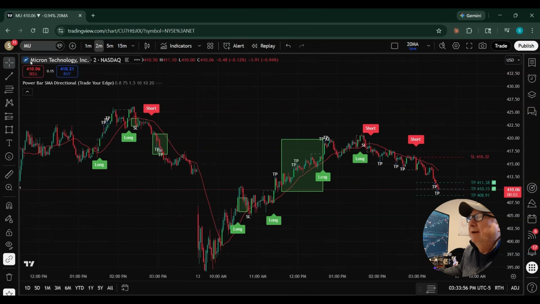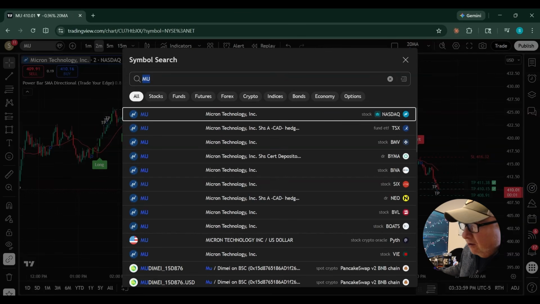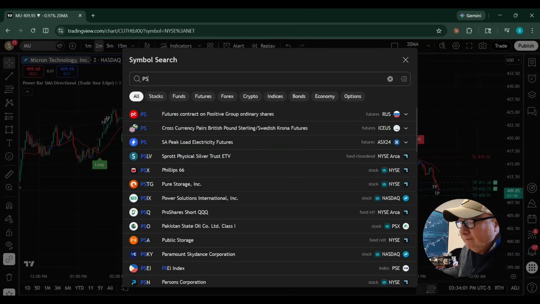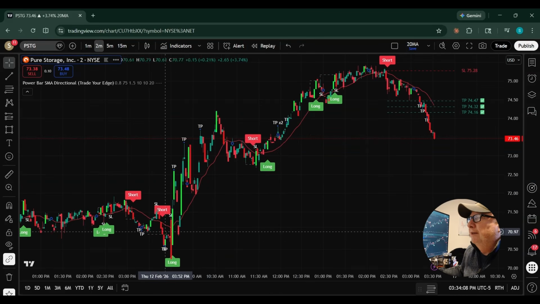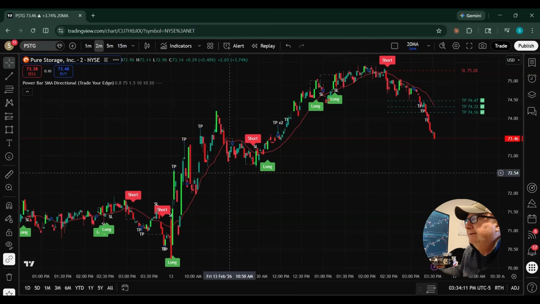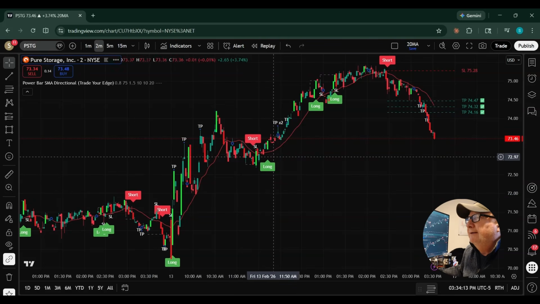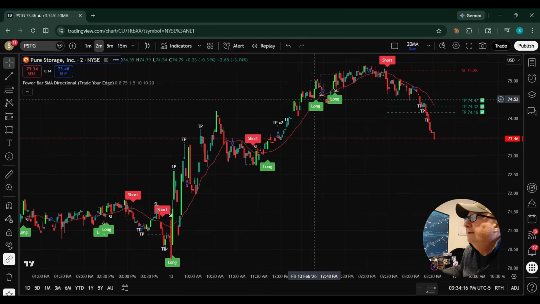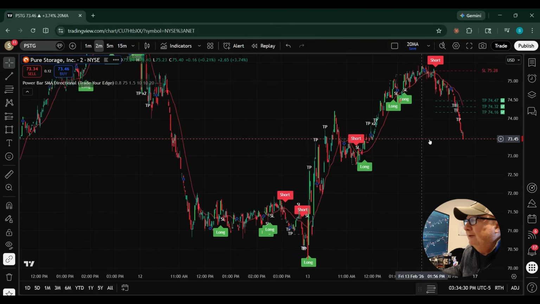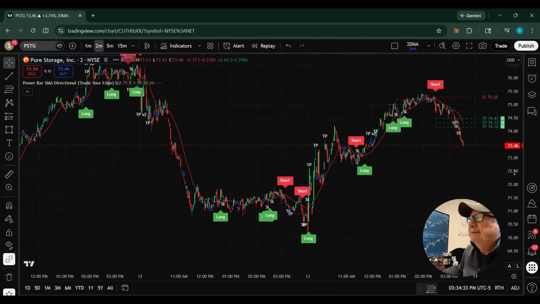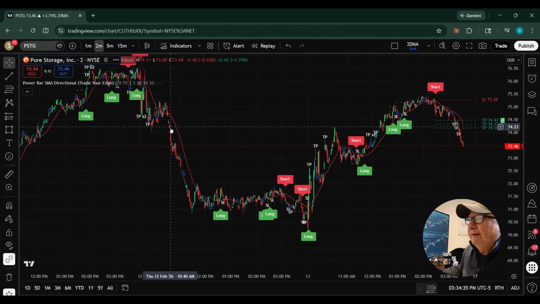Again, this is Micron. I'm going to go through a couple more really fast. These are all, again, AI names that I like and I like to trade. Pure Storage, another one. Look at the take profit size and look at the stop loss size. The take profit levels, the stop loss size. The take profits look like this and the stops look like this. And again, you can see multiple trades in this name the past couple of days because it was moving.